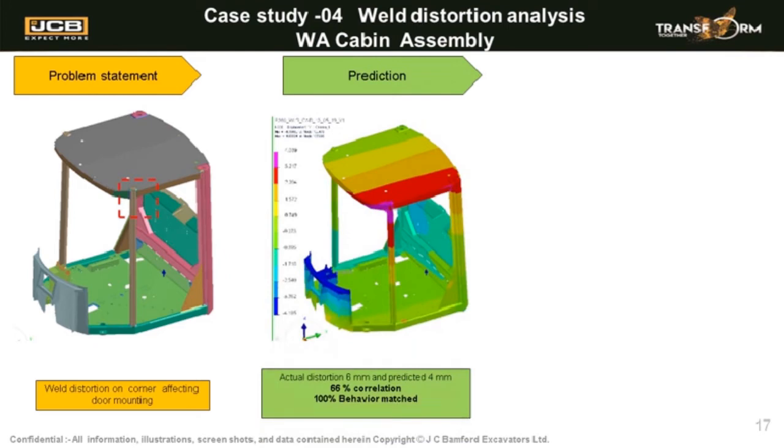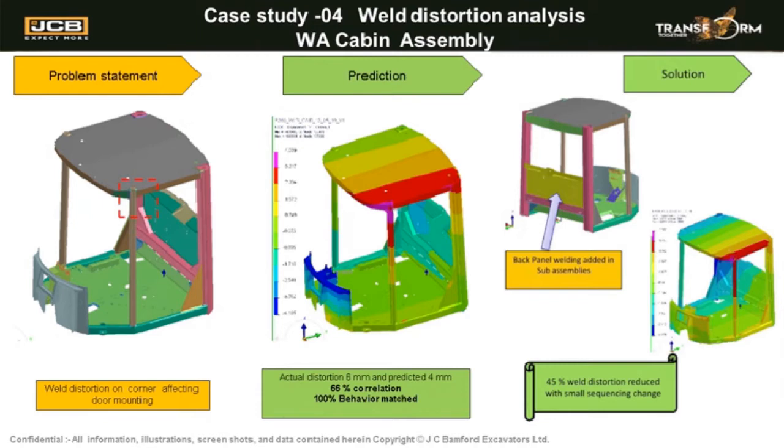We did the simulation, and as you can see, the correlation isn't fantastic in terms of absolute deformation. However, the behavior is correct, and the correlation was still good enough to find a solution. So 66% correlation, but the overall behavior was right. It matched what was happening in the field. The solution was found by changing the weld sequences and putting the back panel that you can see highlighted here into a separate sub-assembly, thereby reducing the distortion by 45%.